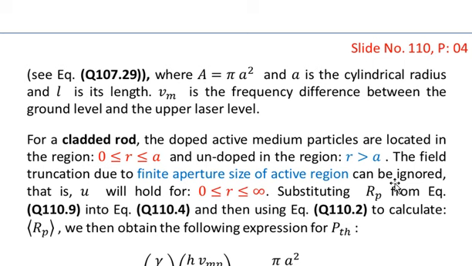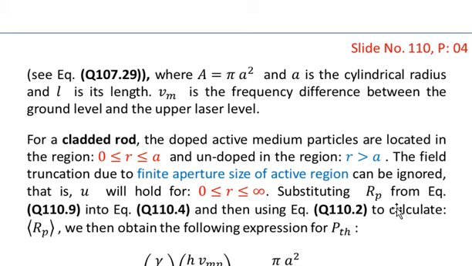So we don't want to place the aperture at the cross-sectional area of the active medium rod, because here we are assuming that U will hold for the whole range. That is, R goes from 0 to infinity, so U will be applicable in this range. So we do not need to put any aperture at the cross-sectional area of the active medium rod.